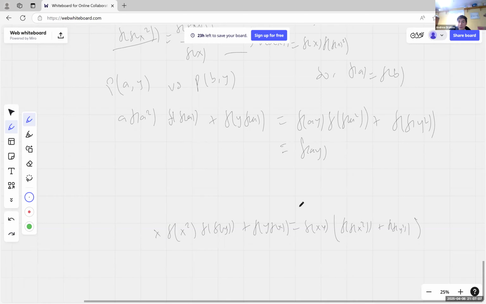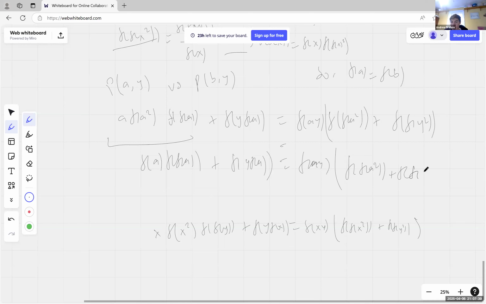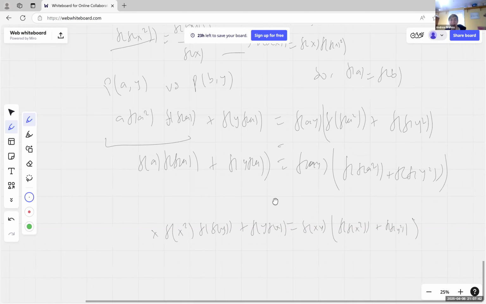Yeah, so we can reshape the right-hand side. This is equal to f(a) times f(a) plus f(y) f(a), which equals f(ay) times f(a)^2 plus f(y)^2, right?